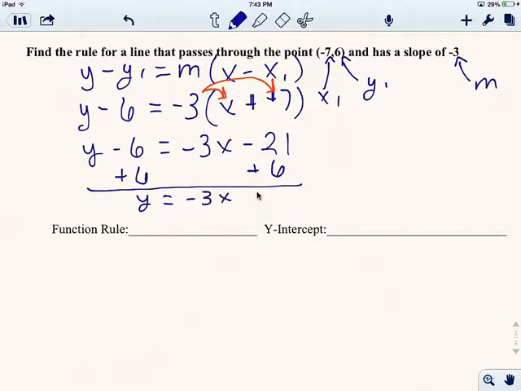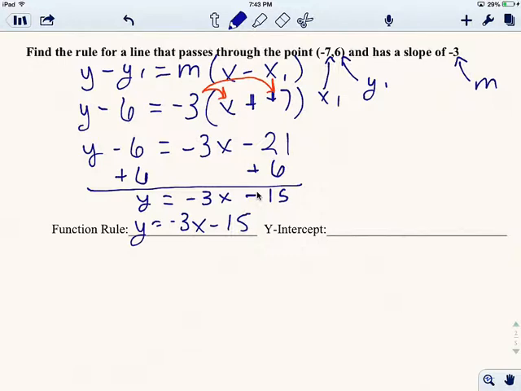-3x, and I've got -21 plus 6, okay? So I could do that on my calculator, or I could see that it's actually like subtracting 6 from 21. It's still going to be negative because the bigger number is negative, and I'm going to get -15. Okay, and that's it. Now, my function rule is just y equals -3x minus 15.